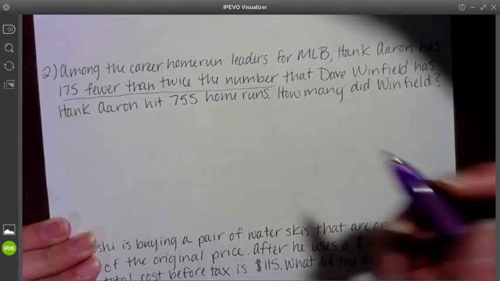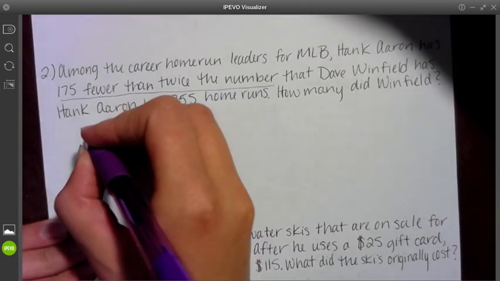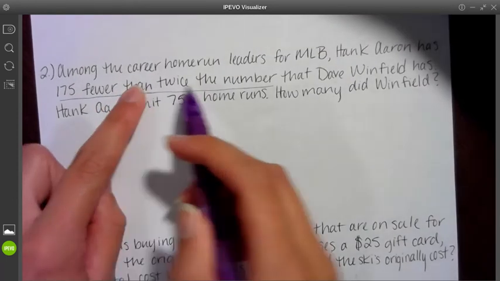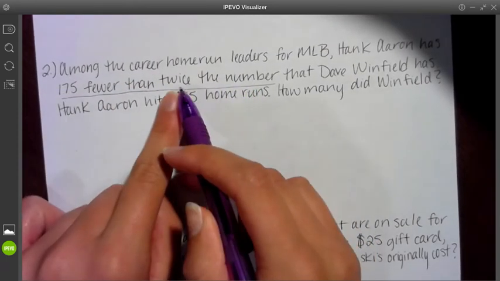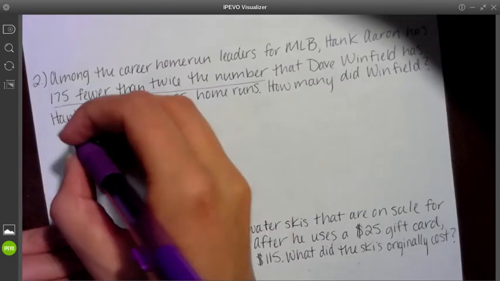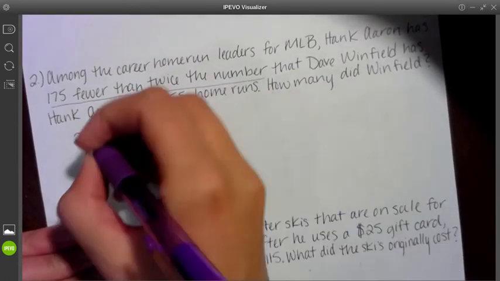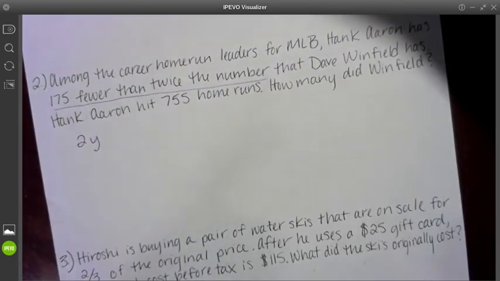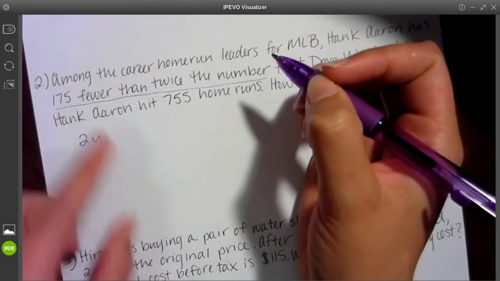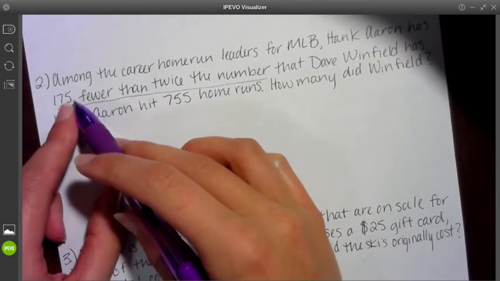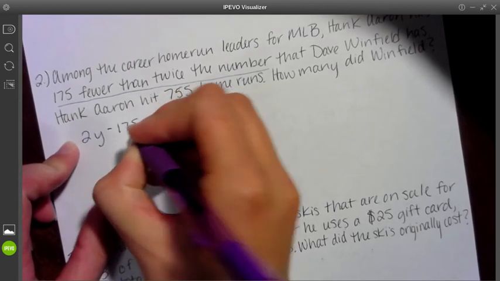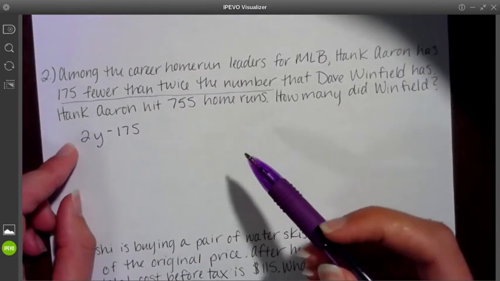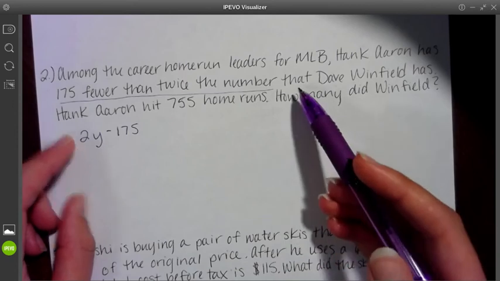I'm going to write that out. So 175 fewer than twice the number. What I'm actually doing is twice the number. So I'm going to do 2, and I'm going to use the variable y for that number. And we said 175 fewer than that, so I'm going to subtract 175 from it. Okay, so I have that in numbers, but what does that equal?